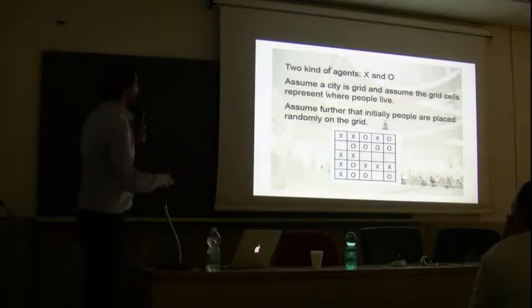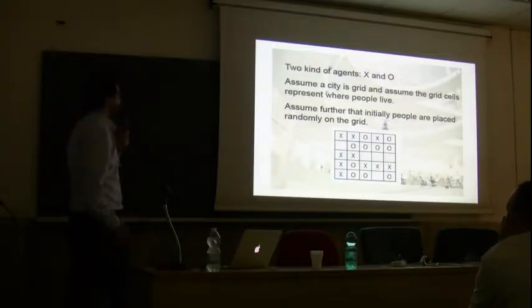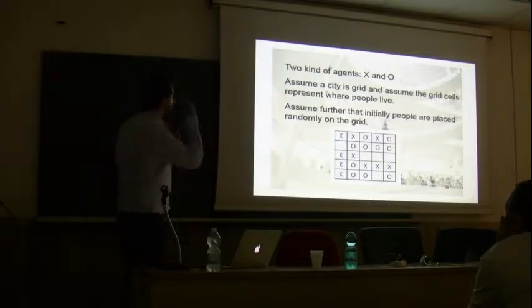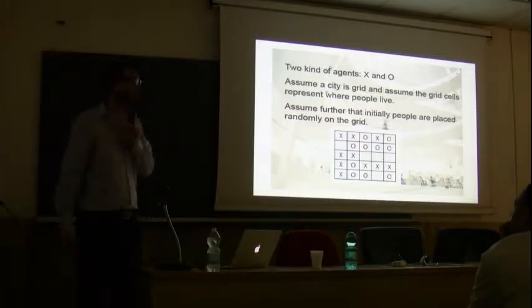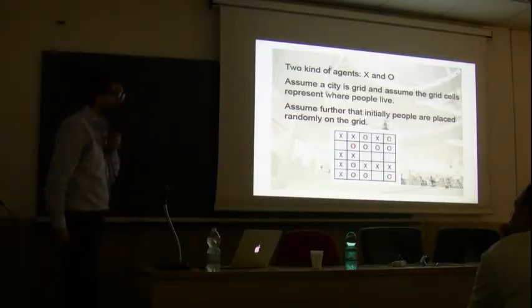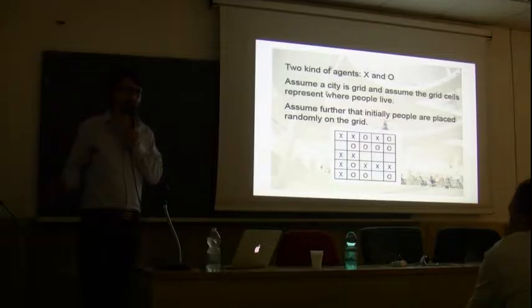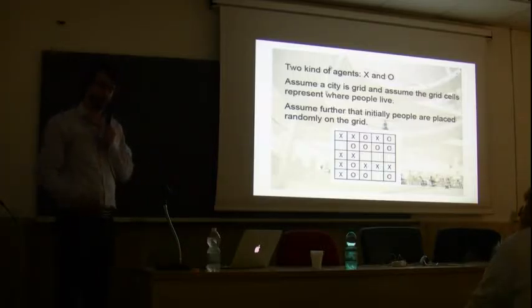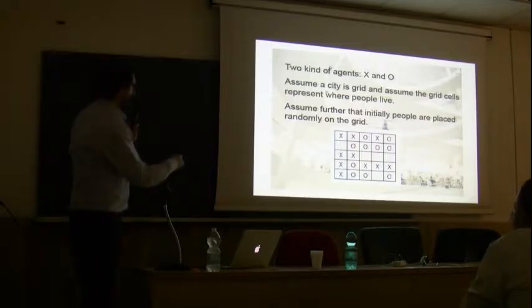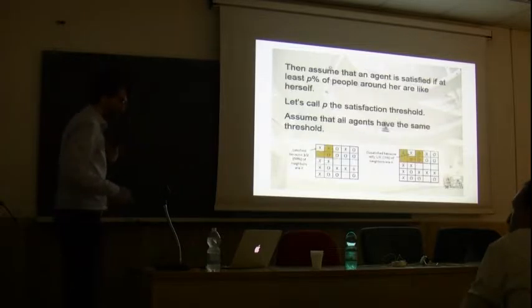So assume the city is a grid, and assume the grid cells represent where people live, and assume further that we start with a position where people are effectively placed randomly on the grid. You just throw people in the city randomly. And you leave a certain percentage of the grid cells white, which means that no one lives there. So at this place in town, someone of the X variety lives. At this part in town, someone of the O variety lives. And here, no one lives.